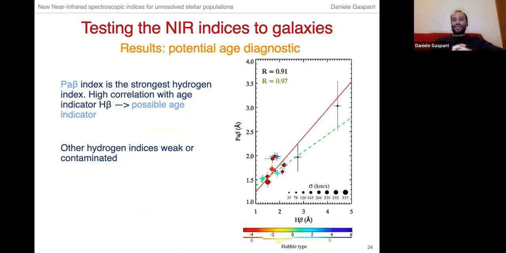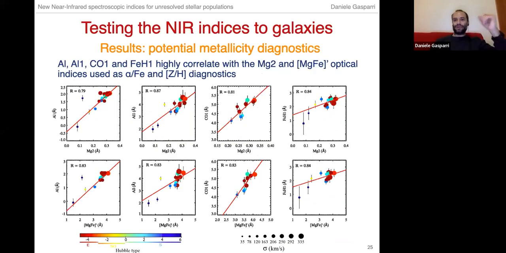Speaking of some indices, there is a small group of indices, especially the Paschen beta, for example, that show very high correlation with H beta. We know that H beta is an age indicator. So if the Paschen beta correlates with the H beta, we know that maybe the Paschen beta can be used in the near-infrared as an age indicator. So this is maybe a potential age diagnostic.